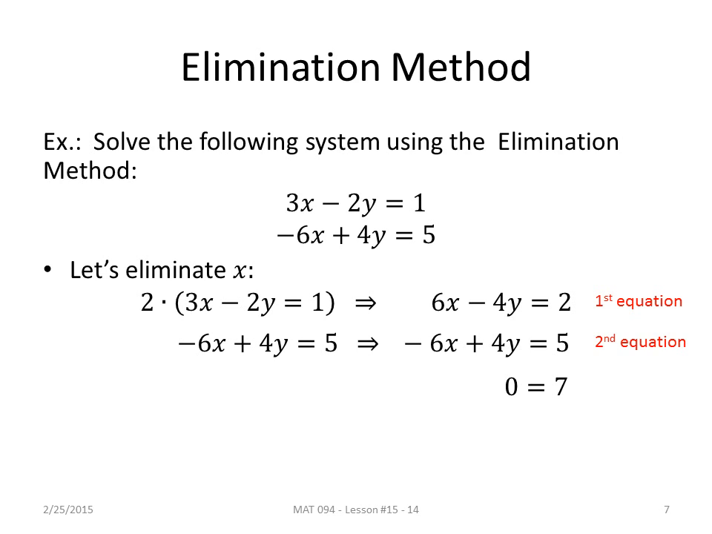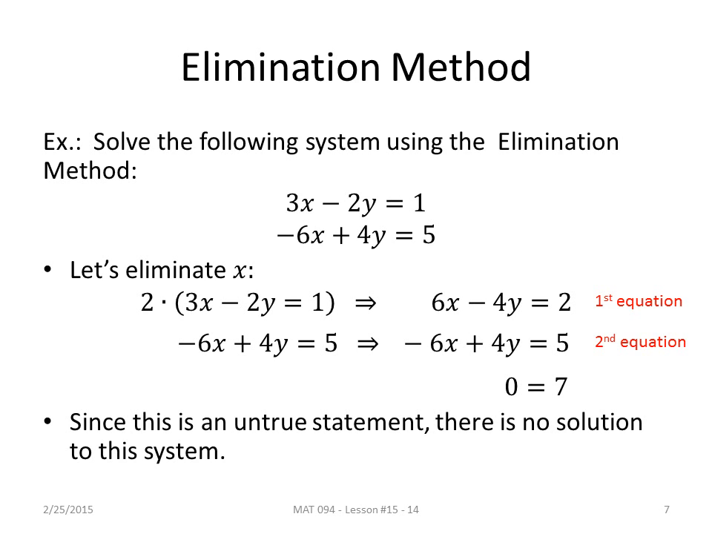The way to determine which you have is to look at this equation here. Is that equation true or is that equation false? Obviously, 0 does not equal 7. Therefore, that equation is false. And that means no solution for this system.